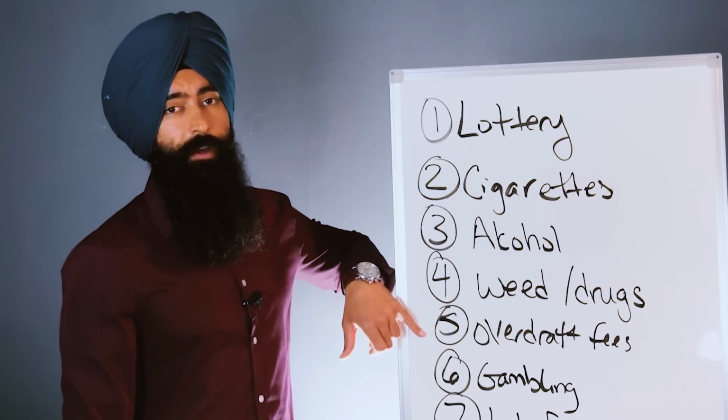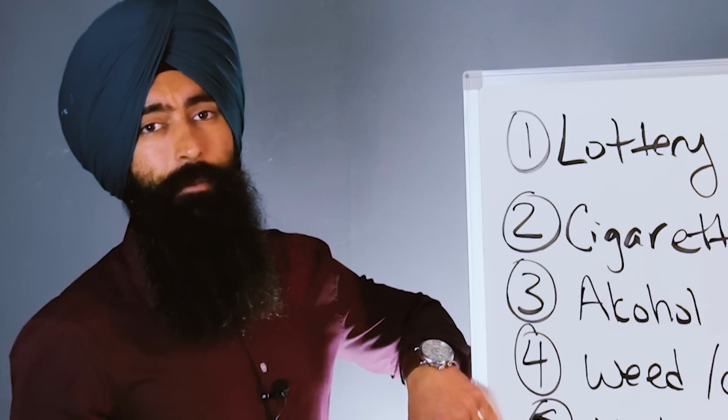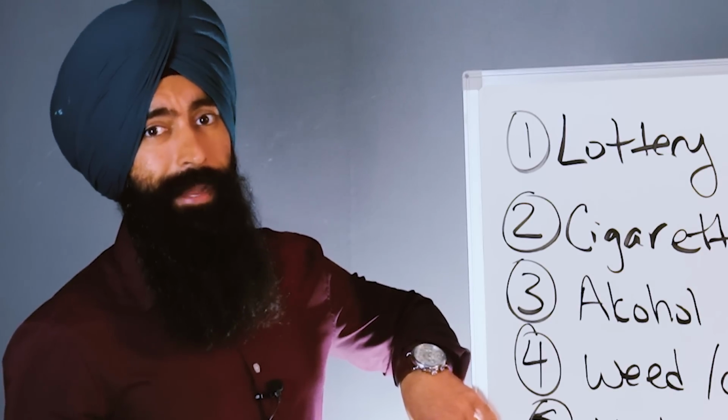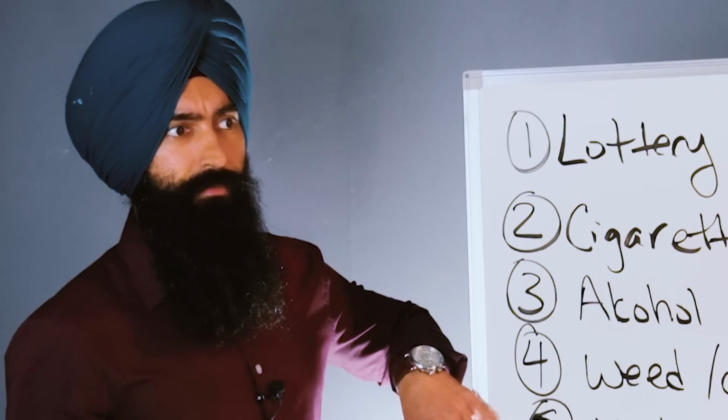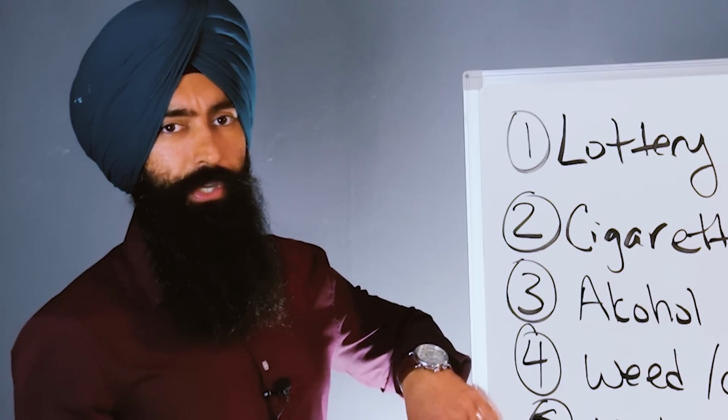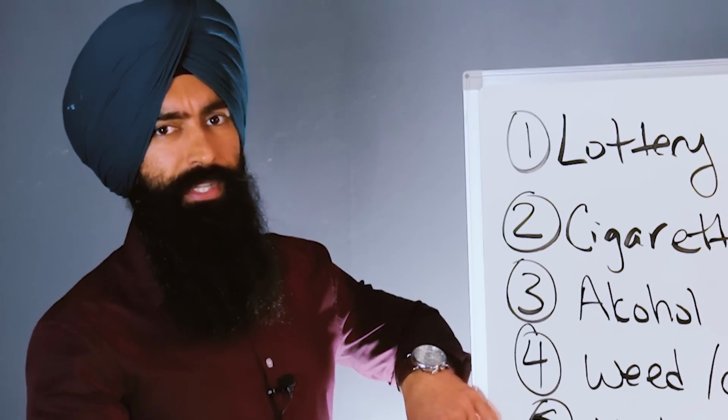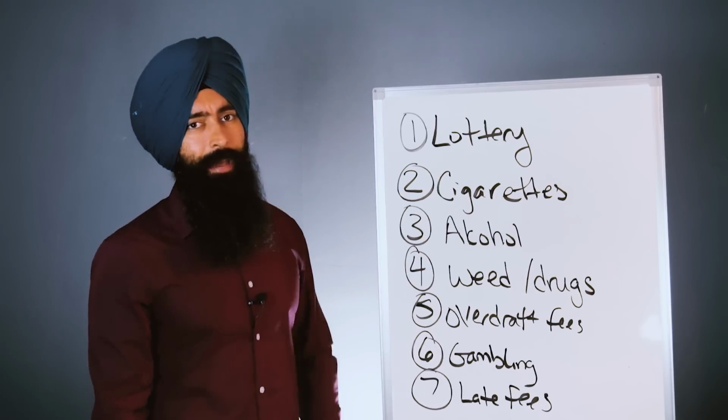Number 5 is overdraft fees. If you're spending money out of your bank account when you don't have any, the bank is going to charge you a fee, which is really just kind of crazy to think about. They're charging you a fee because you don't have any money to begin with, so don't spend money you don't have. Number 6 is gambling.